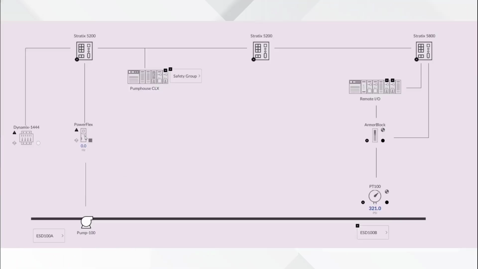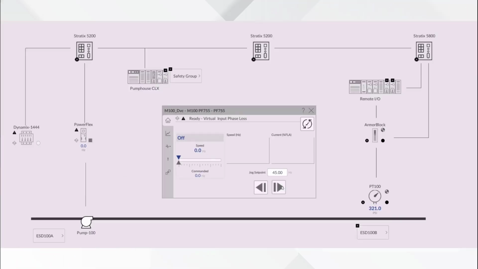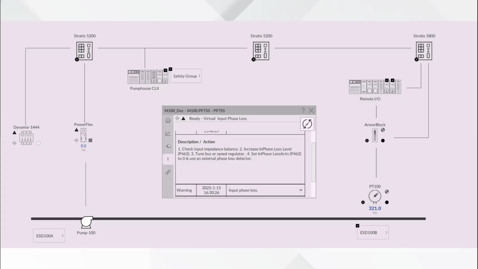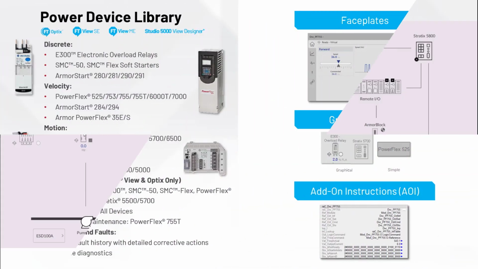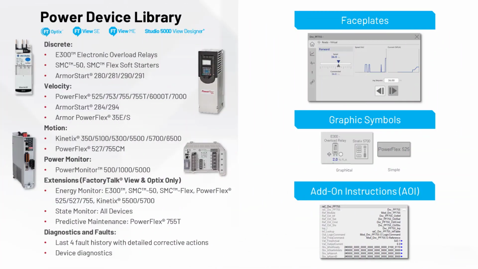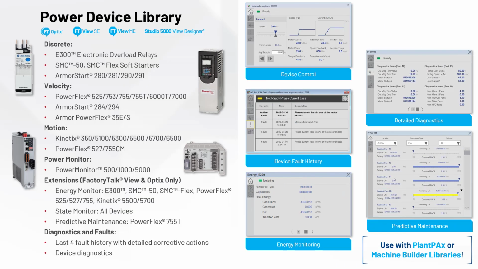This video provides an operational overview of the Power Device Library HMI faceplates from Rockwell Automation. The Power Device Library is a collection of application code including HMI faceplates and add-on instructions that help you integrate, commission, monitor, and troubleshoot any of Rockwell Automation's intelligent power control products, from overload relays and soft starters to PowerFlex and Kinetix drives and power monitors.